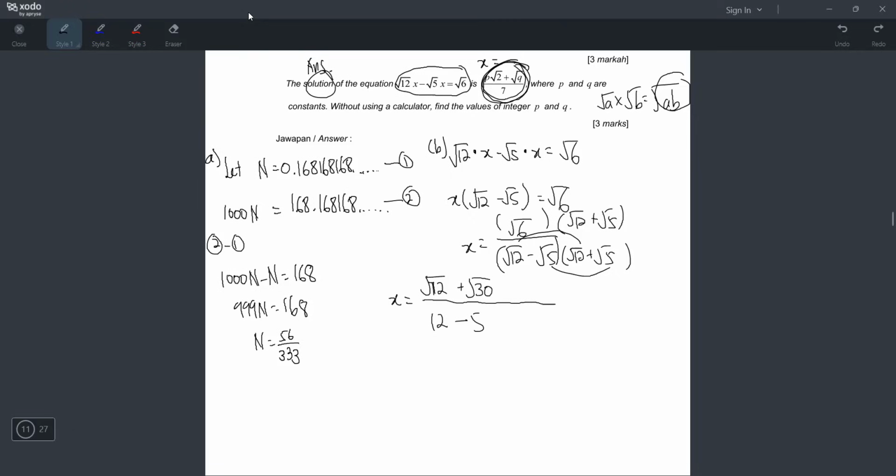Square root 12 times square root 12 is 12. What is square root 12 times square root 5? Square root 60. And then what about here? Negative square root 5 times square root 12 is negative square root 60. Can you see square root 60 minus square root 60 is 0? So they will cancel each other. That's why I never even bother to multiply everything, right? I just take front times front and then back times back, right? Okay, finally we have already reached here. 12 minus 5 is 7. And then the top is left with square root 72 plus square root 30.